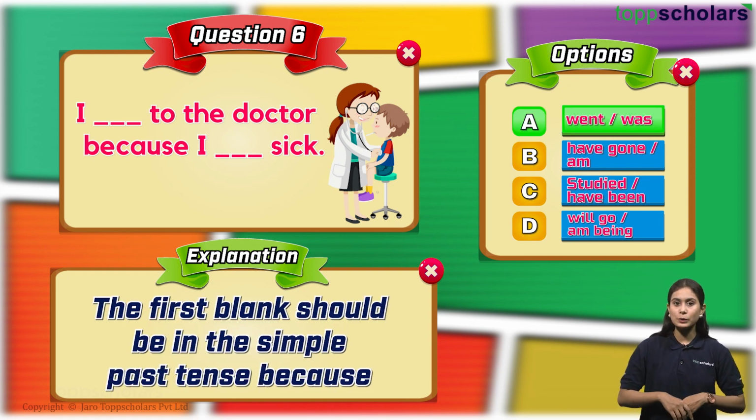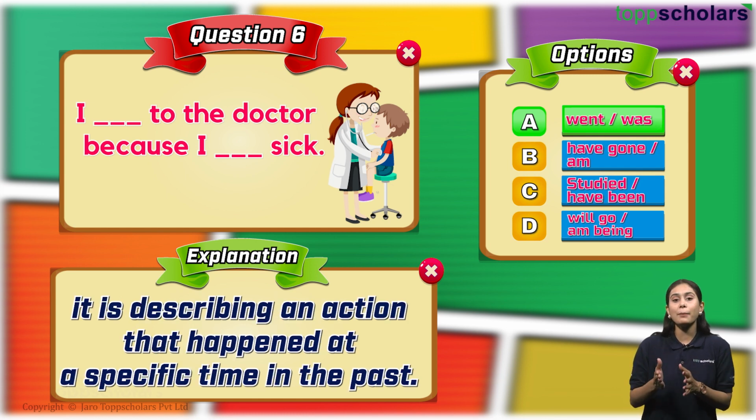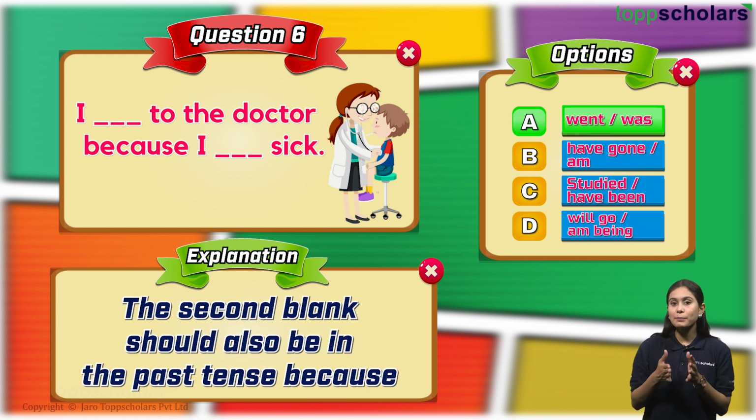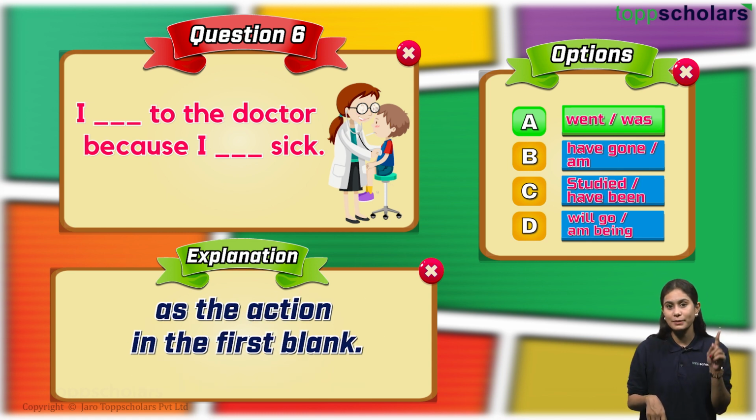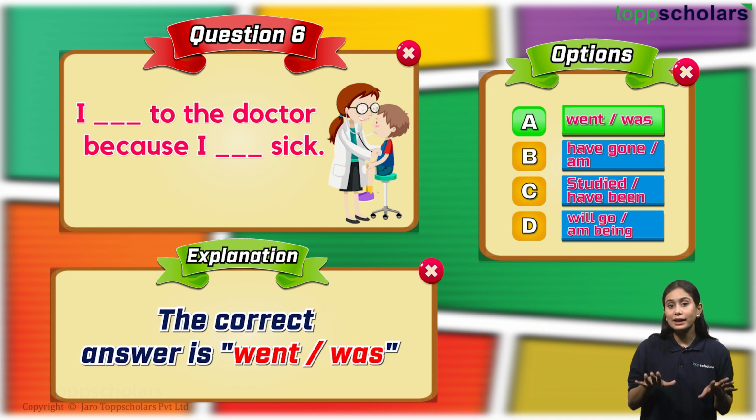The first blank should be in the simple past tense because it is describing an action that happened at a specific time in the past. The second blank should also be in past tense because it is describing an action that was happening at the same time as the action in the first blank. So the correct answer therefore would be went and was.